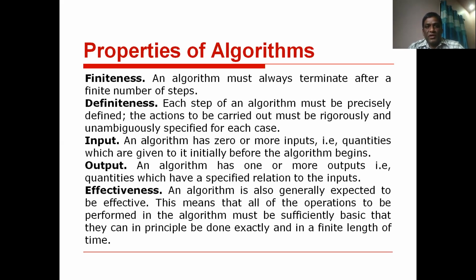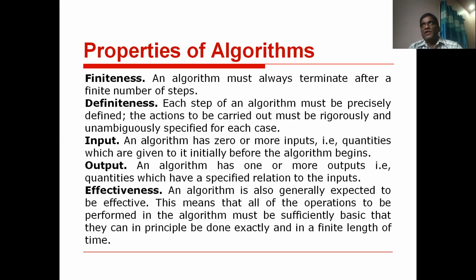And the fifth property is effectiveness. This effectiveness actually has two meanings. One meaning is every instruction in the algorithm must be basic enough so that a man can sit aside and perform that instruction manually, right? So whatever operation you mention in the algorithm should be basic enough so that anybody can do it manually with a piece of paper and pen. So that is one meaning of effectiveness.